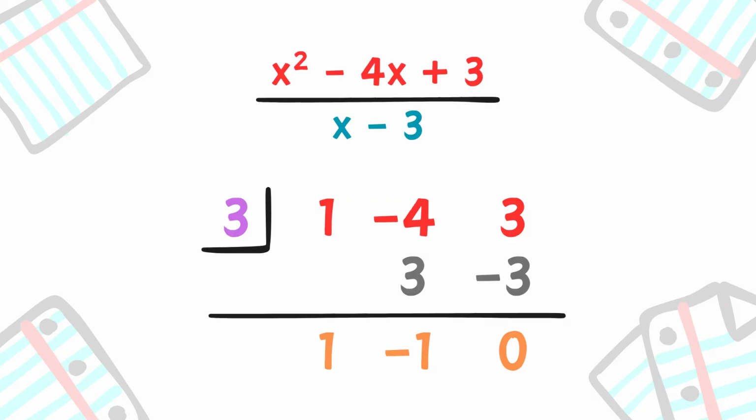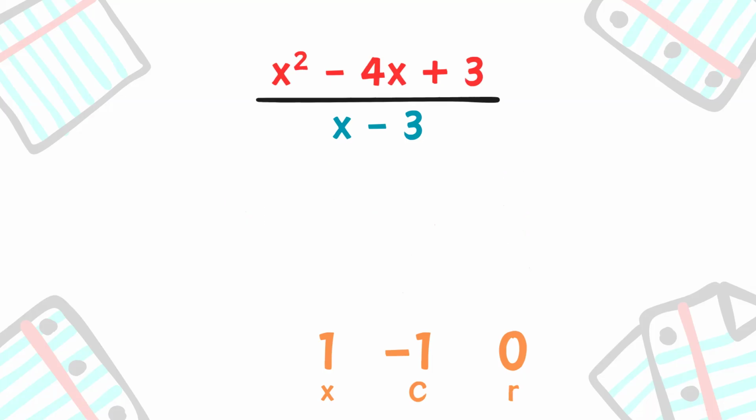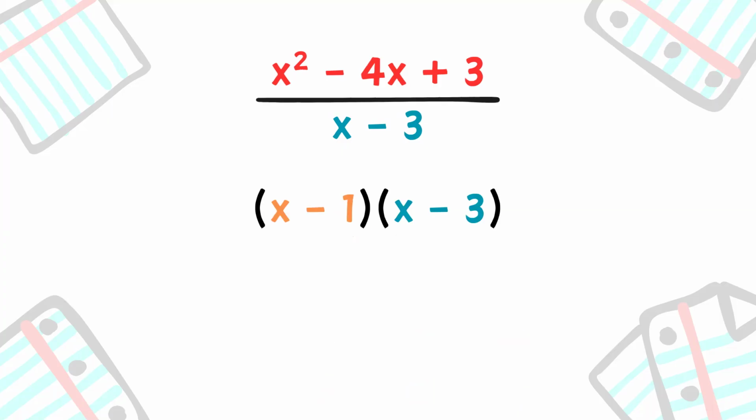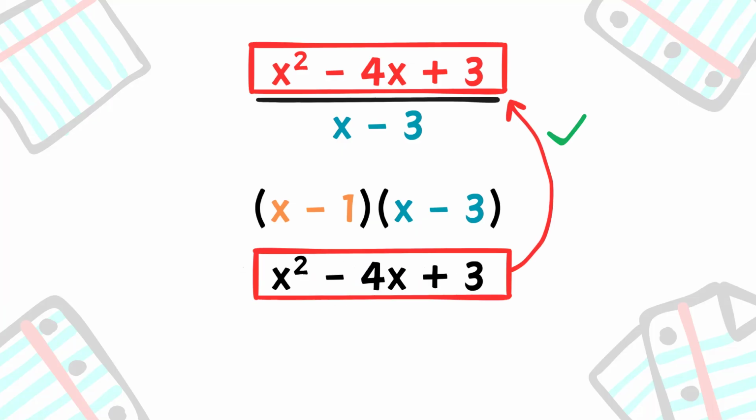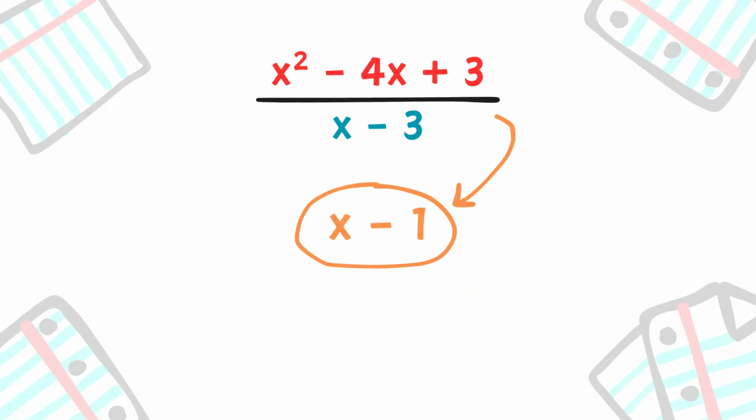Now, we decrease our exponents, and we see that we have 1 as our x, -1 as our constant, and we have no remainder. So our quotient is x minus 1. And as always, we can check our work by multiplying by our divisor. Multiplying this, we get x squared minus 3x minus x plus 3, and combining the -3x and -x, we see that we get the dividend. So our quotient is indeed x minus 1. Alright, let's try one more.